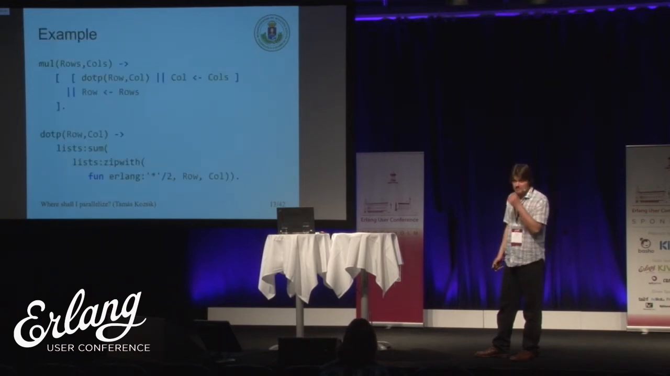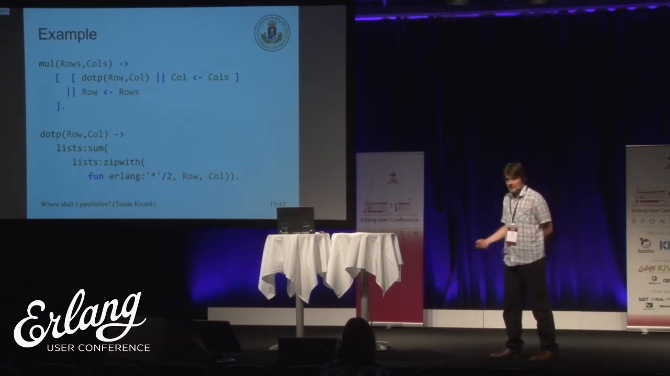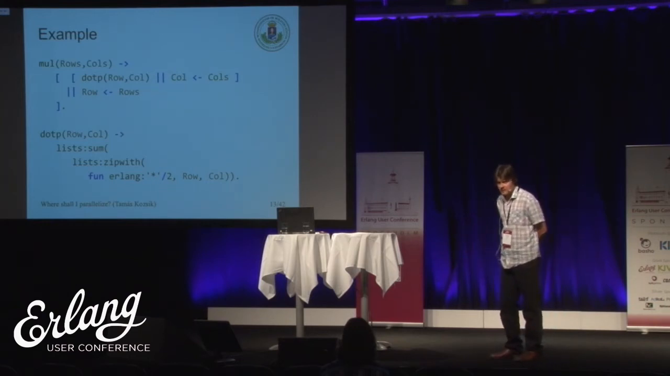Now let's see a simpler example. For instance, a matrix multiplication. You have a dot product taking a row and a column, and then in the multiplication function, you take a matrix in as a list of rows, and another matrix as a list of columns, and you compute the dot product of all the rows and all the columns. So it would be nice to identify how this can be parallelized automatically.